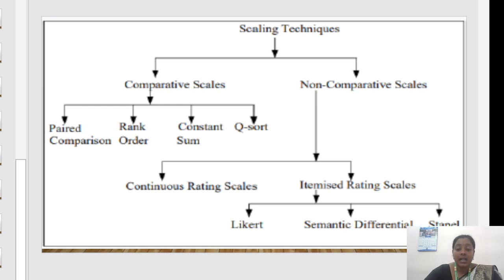These techniques help identify the preferences and relative evaluations among the alternatives. Non-comparative scales, on the other hand, require respondents to evaluate a single object independently without making a direct comparison. Common examples include Likert scales, semantic differential scales, and numerical rating scales. Non-comparative scales are widely used in social sciences and business research because they are easy to administer and analyze.